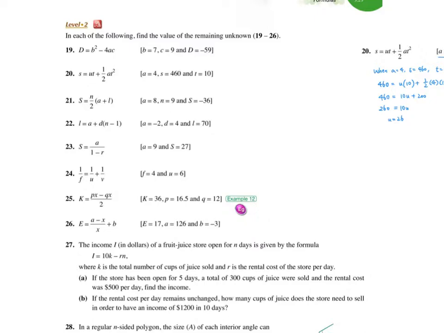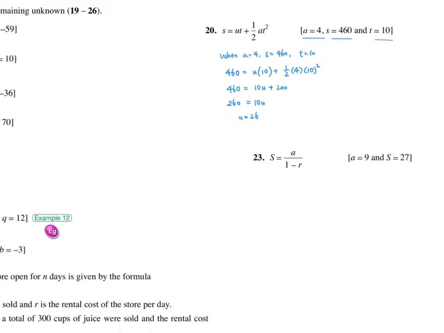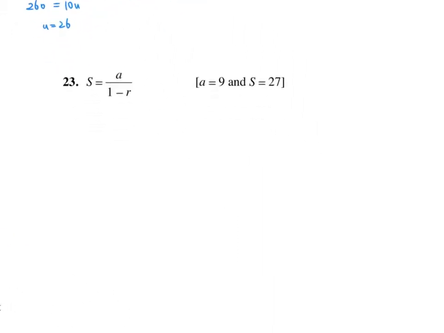Let's say I'm going to find the value of r for number 23. It may look a little bit complicated after you substitute the values. So first of all, of course, you have to write, when a equals 9, s equals 27. So you have 27 equals 9 over 1 minus r. So how can you find r? As you can see, 1 minus r as a whole is a denominator on the right hand side. So you have to multiply 1 minus r to the left hand side. So you have this. In order to solve for r, there are two ways.